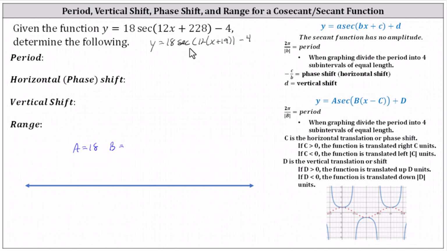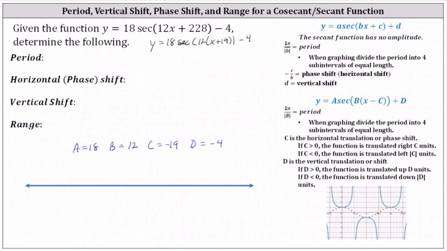b is 12. We need to be careful with c. The form has to be x minus c, and we have x plus 19. Recall x plus 19 is equivalent to x minus negative 19, which indicates c is negative 19. And d equals negative 4.